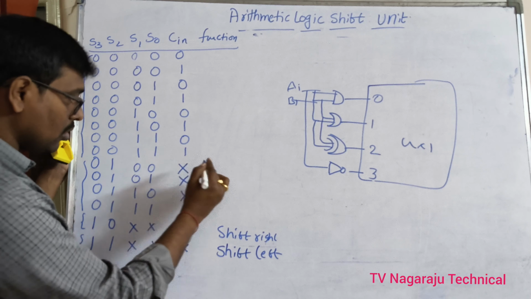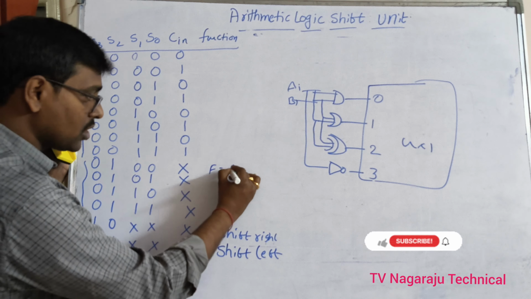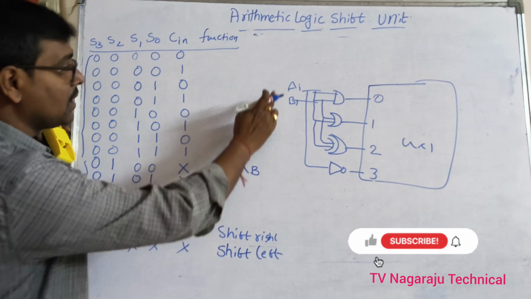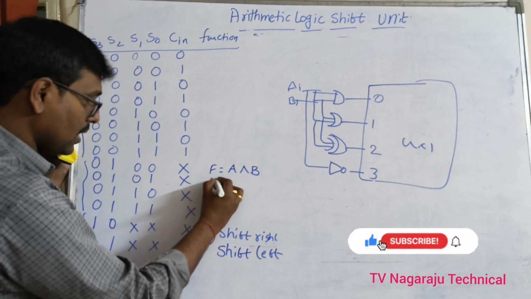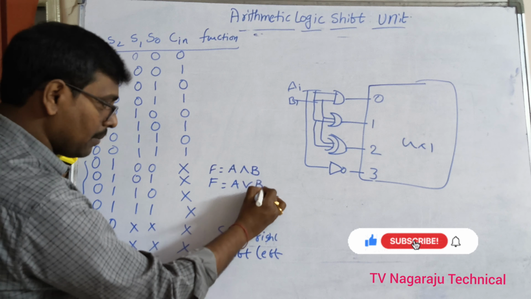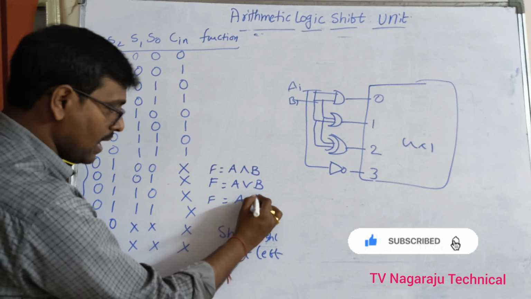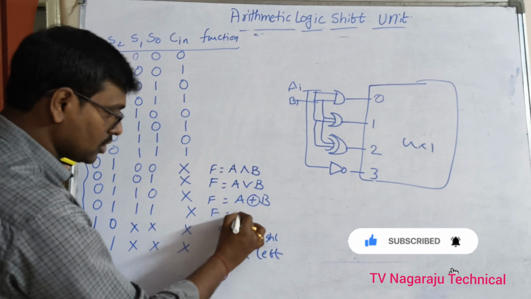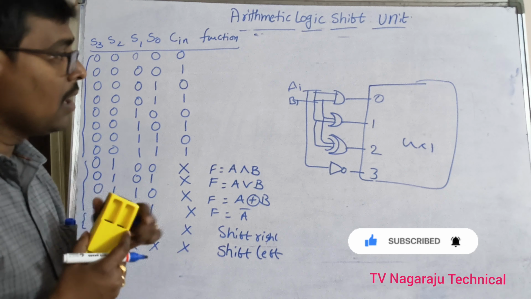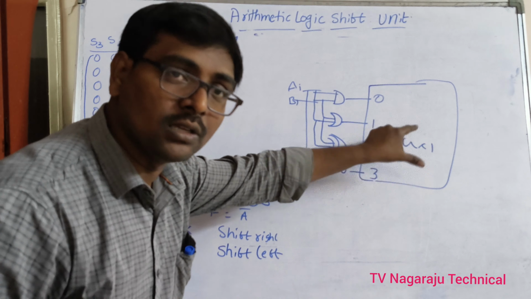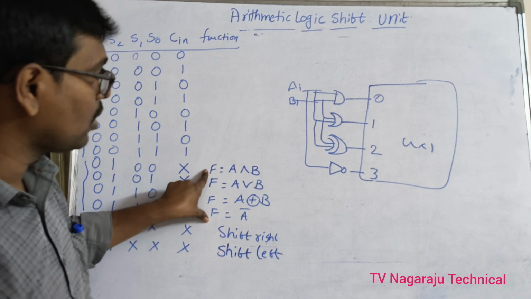If it is 0, 0, the function is A and B. Assume the registers are A and B. So here the function is A or B, the next function is A XOR B, and the last function is A complement. Clear? Whatever logic micro operations were discussed there, they are exactly the same micro operations.